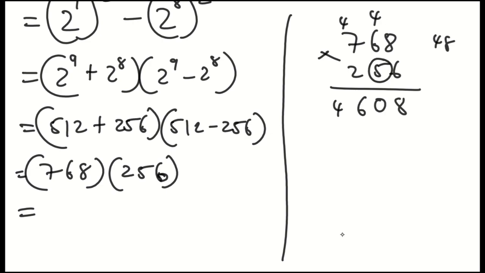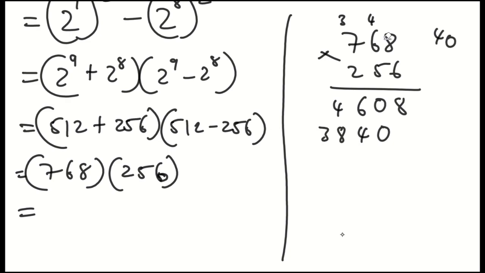So let's use 5 now. I'm going to use 5 to multiply all those other numbers. So I'm going to do 5 times 8, that's 40. Write 0, carry 4. 5 times 6 is 30 plus 4 is 34. Write 4, carry 3. 5 times 7 is 35 plus 3 is 38.